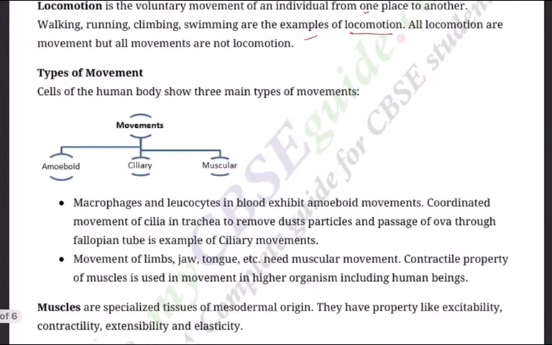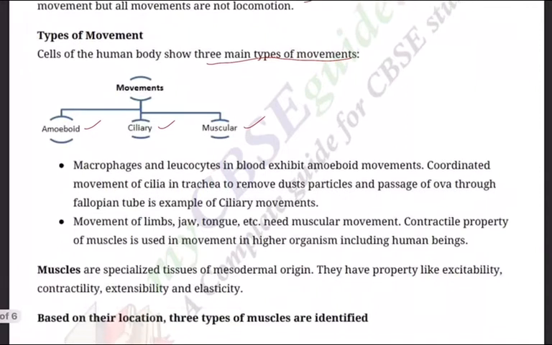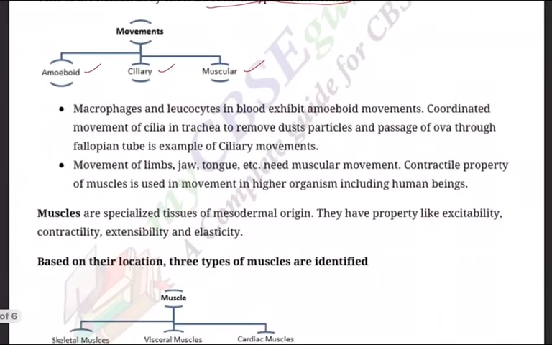Cells of the human body show three main types of movements. What are those? Amoeboid movement. You must have seen how amoeba moves underwater, under microscope, you must have noticed. Ciliary, of course, you have seen paramecium with a lot of cilia, hair-like structures. Then, of course, your own muscles, muscular. So three types of movements are possible.